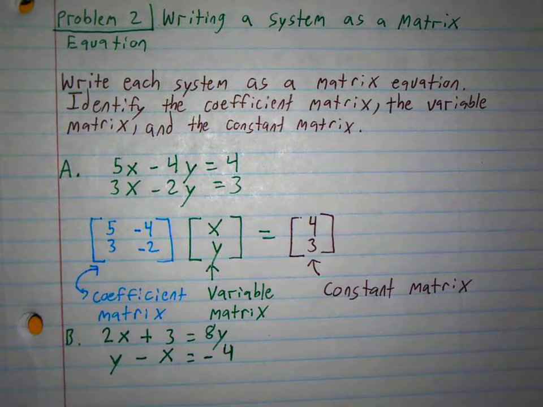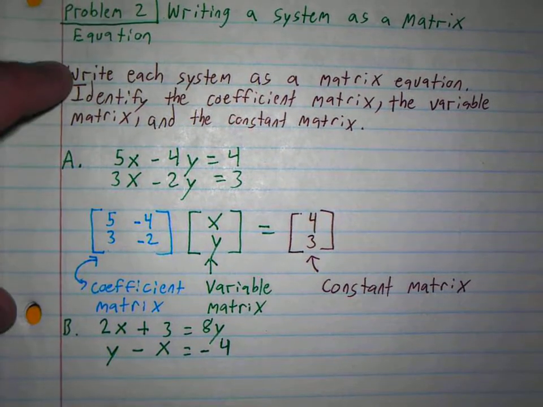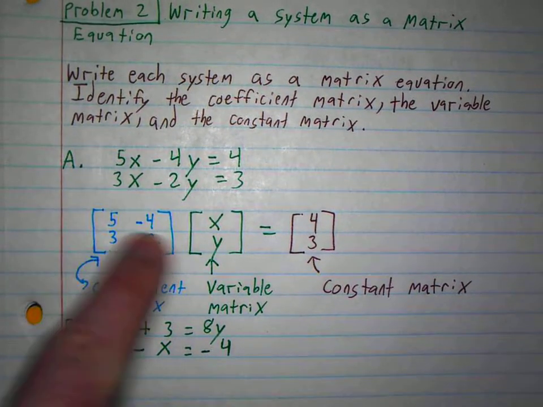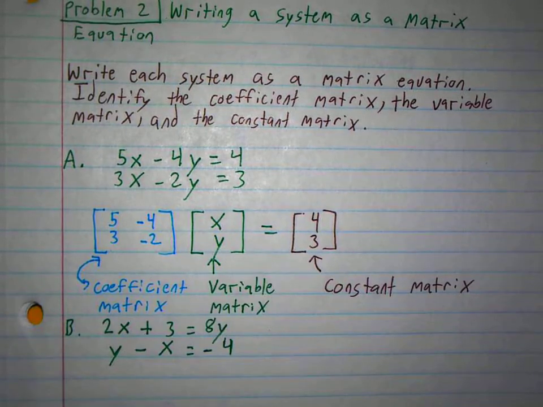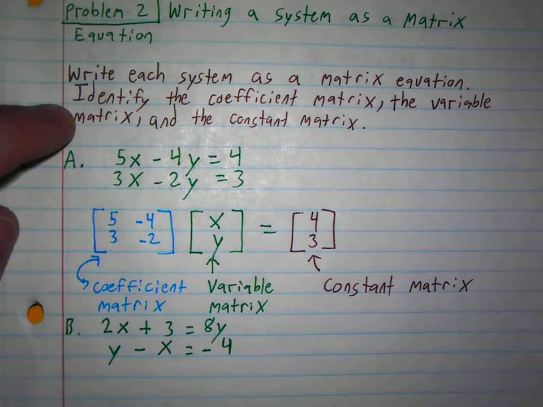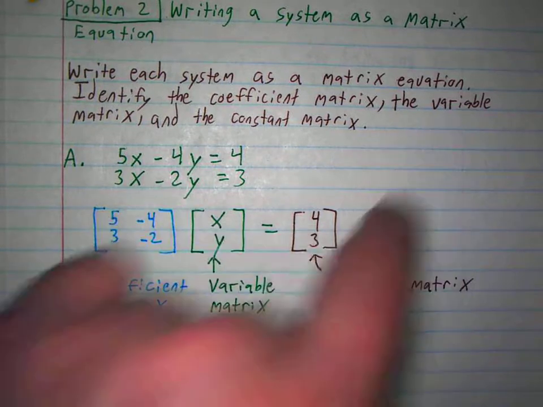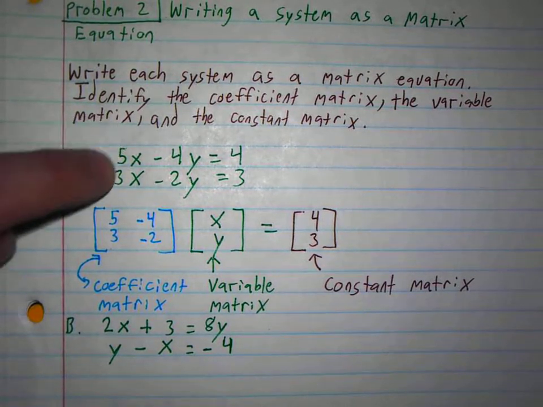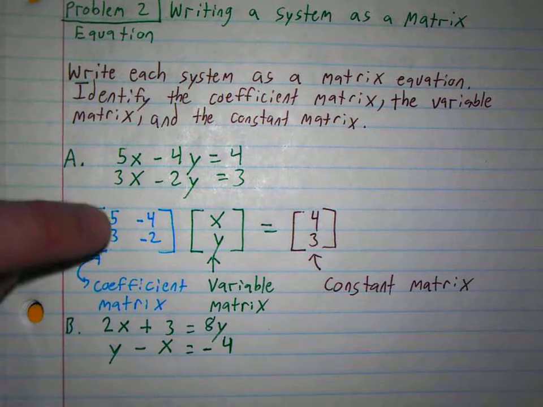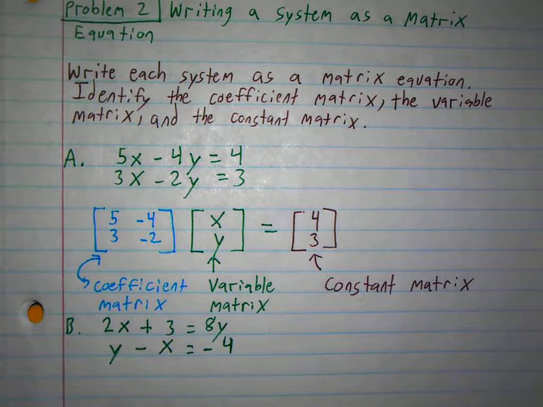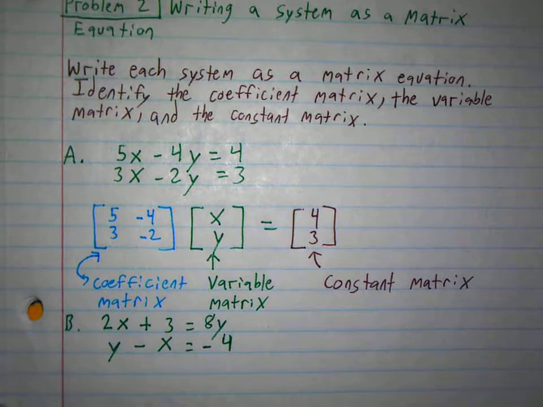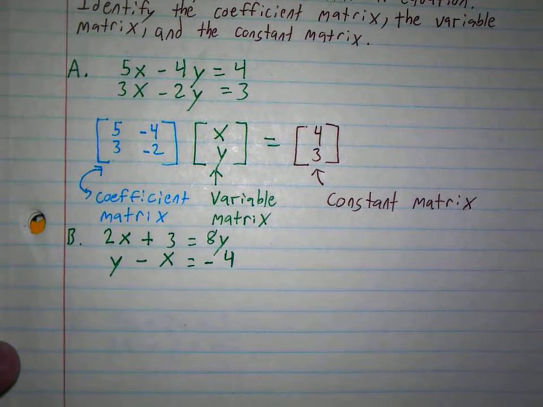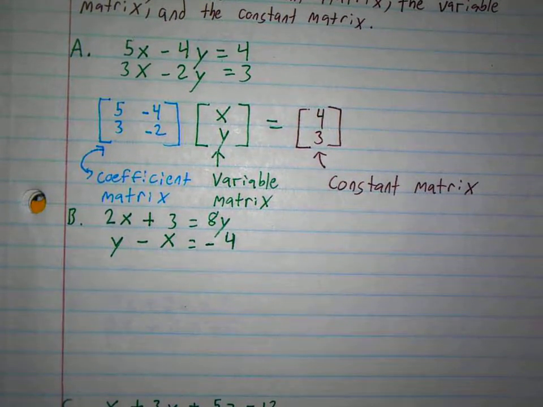So let's just make sure we answered the question. They said write each system as a matrix equation. We have a matrix with an equation, so we did that. And then it also said identify the coefficient matrix, the variable matrix, and the constant matrix. Notice nowhere does it say to solve. That'll be the next skill. So for now, can you take a system of equations, write it as a matrix equation, and then identify the parts? That is it. It does not say solve.